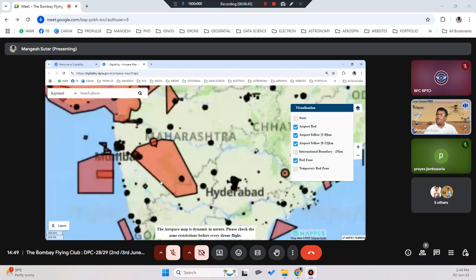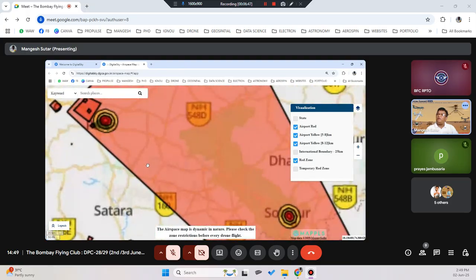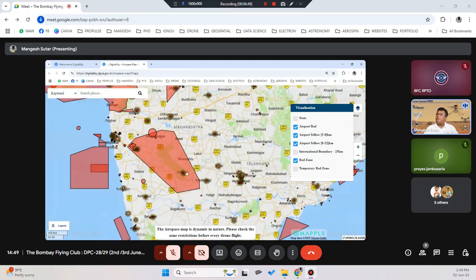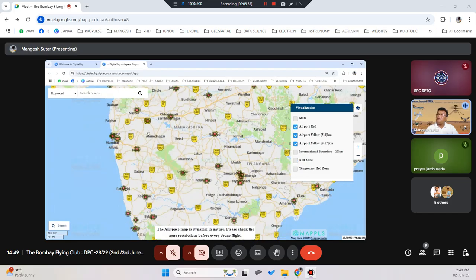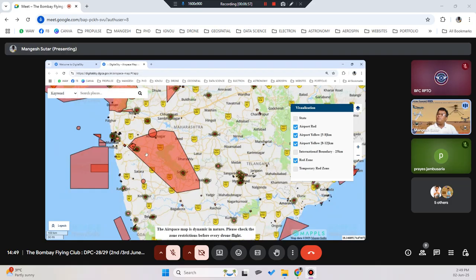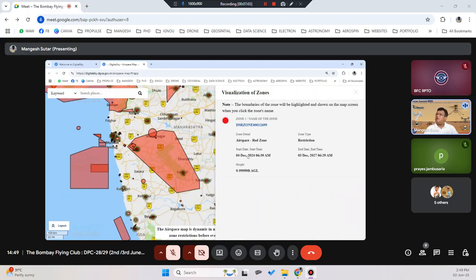So for example, I want to fly in some area, like Pune I was talking about, right? So earlier Pune, Solapur and Ahmednagar were the only red zones. If I remove this red zone, these are the only things which were there. So the rest everything was green. But now the rest of this area is completely made a red zone. When was this made? 4th December 2024, and it's made for 3 years.